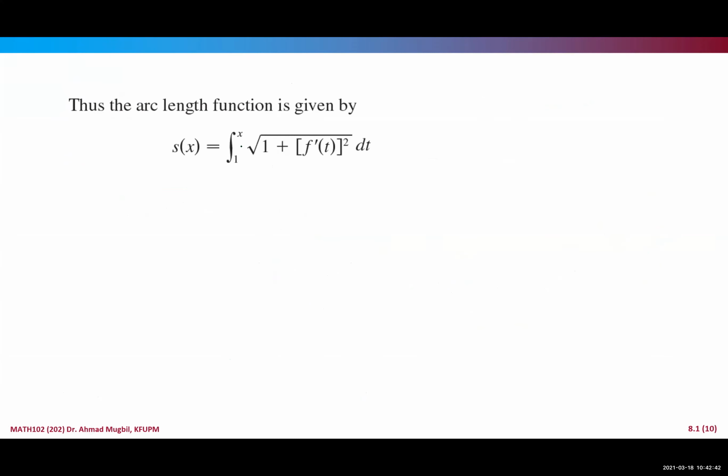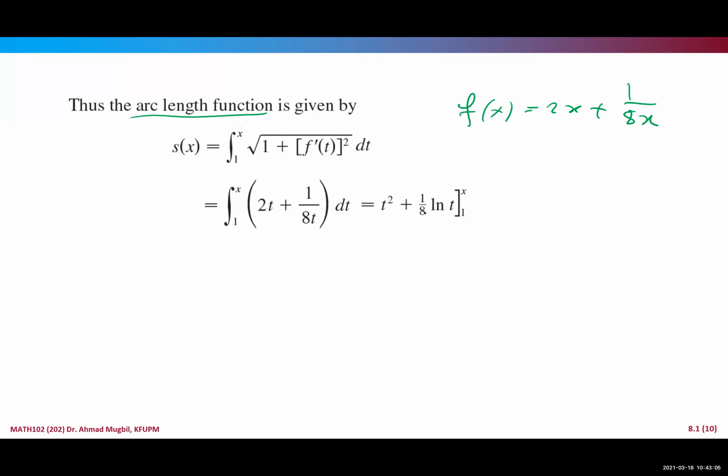You will just integrate from 1 to x because you need to find the arc length function for what you have. So now, you will replace, of course, f of x is this with x. It is 2x plus 1 over 8x. Now this, of course, you need to integrate with respect to t. So it is 2t plus 1 over 8t. Now integrate. The integral of 2t is t squared, plus 1 over 8 ln t. And you can notice that, of course, you will substitute upper minus lower. And this is the arc length function. So it is a function of x.